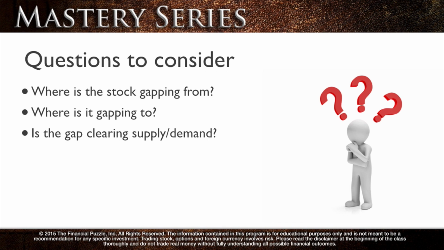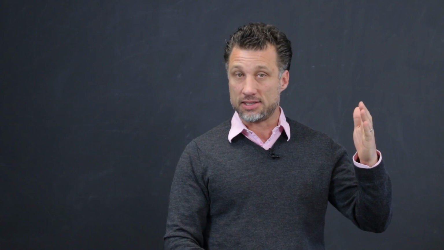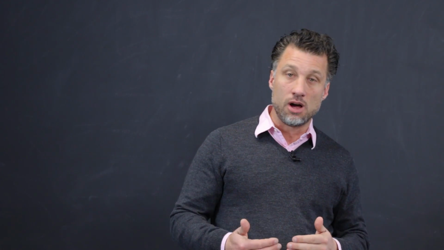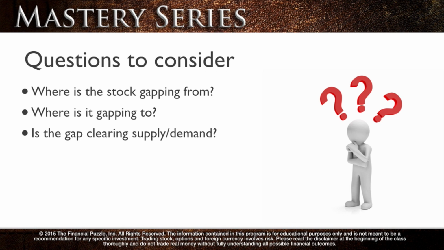The third question is: is this gap clearing a relevant supply area above, or resistance area, or is it gapping down below a relevant demand area or support area? Let me just clarify that. I always speak in terms of supply, which equals resistance, and demand, which equals support. So if you're used to support and resistance, it's just supply and demand. Also, I'm teaching this Mastery Series assuming we're talking about gap ups, so just reverse everything I'm saying for a significant gap down. So is the gap clearing relevant supply if it's gapping up?